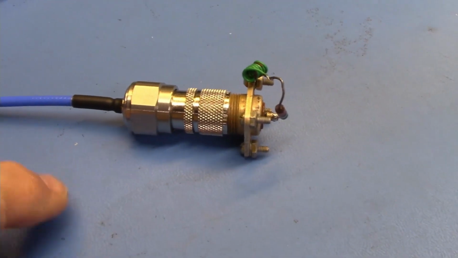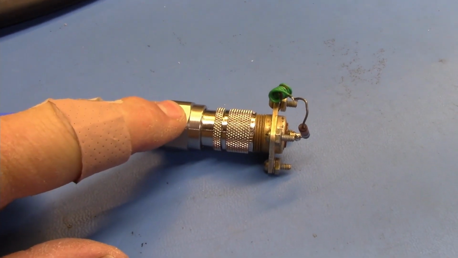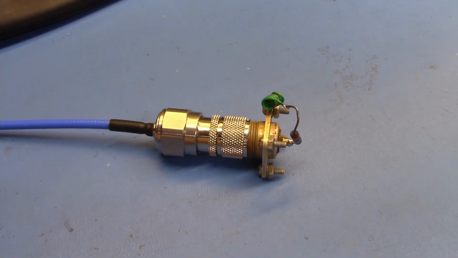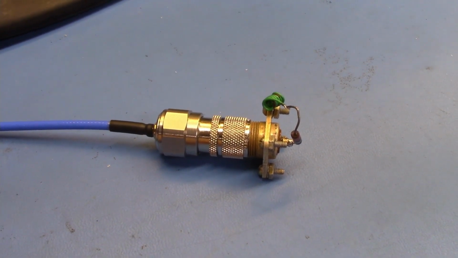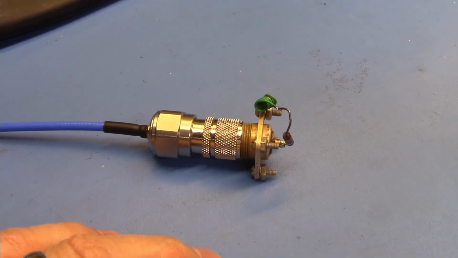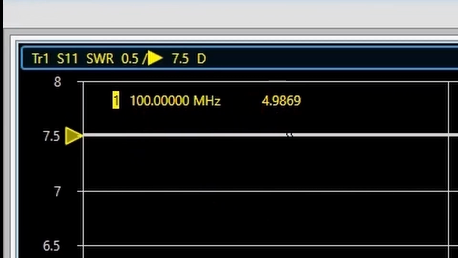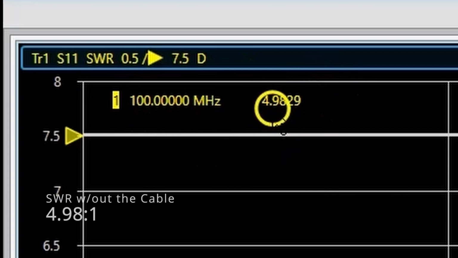So now my VNA has been calibrated right to here, and I've connected up my load here. Now let's see what the SWR and the impedance look like. So here we are with the vector network analyzer, and we have it set for 100 megahertz, and this is the SWR at 100 megahertz. You see it's right here, and the SWR is 4.98 to 1.